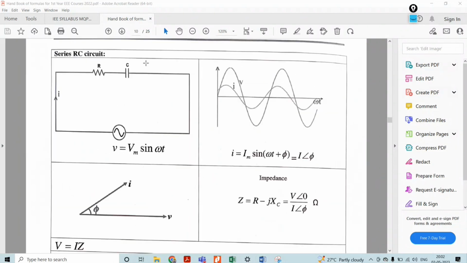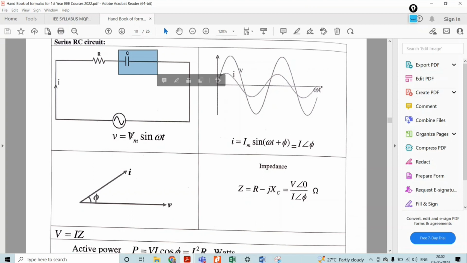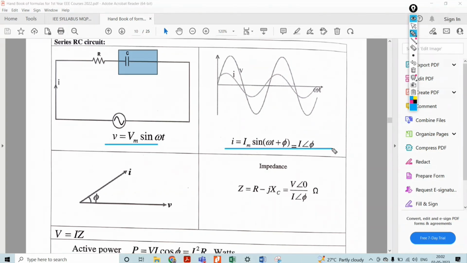Then series RC circuit. There will be a pure resistance connected with a pure capacitance. Then what happens in this case? If you apply V is equal to Vm sin omega t, it will cause I is equal to Im sin of omega t plus phi. Phi is what? That is the angle between the voltage and current. As it is a capacitive circuit, current will lead the voltage by an angle phi. So that is the leading current.